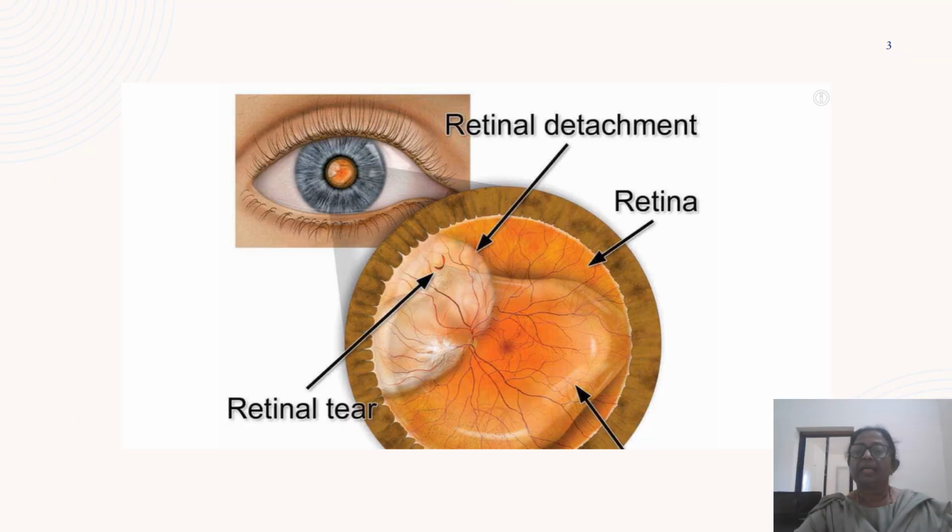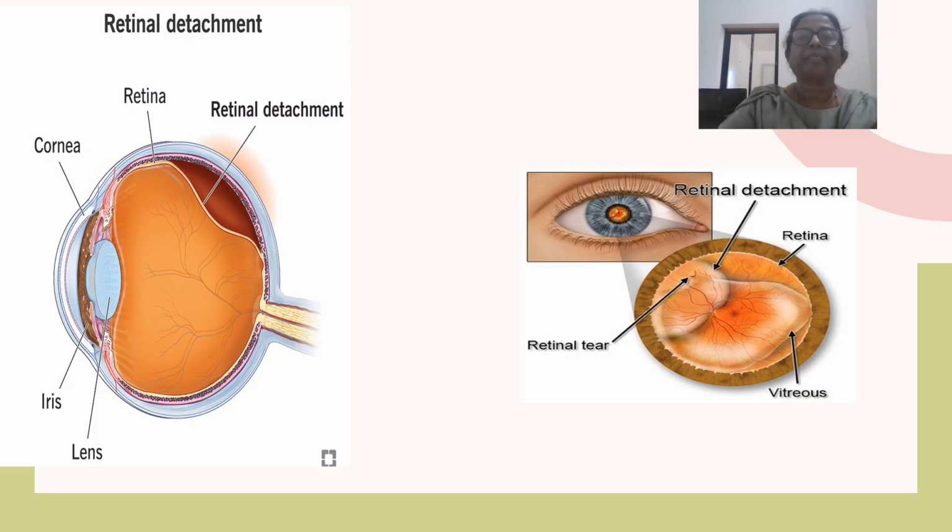What is retinal detachment? We'll see what retinal detachment is. Retinal detachment is a disorder of the eyes in which the retinal pigment layer separates from the sensory layer. So here you can see the retinal detachment. It is a disorder of the eye in which the retinal pigment layer separates from the sensory layer.